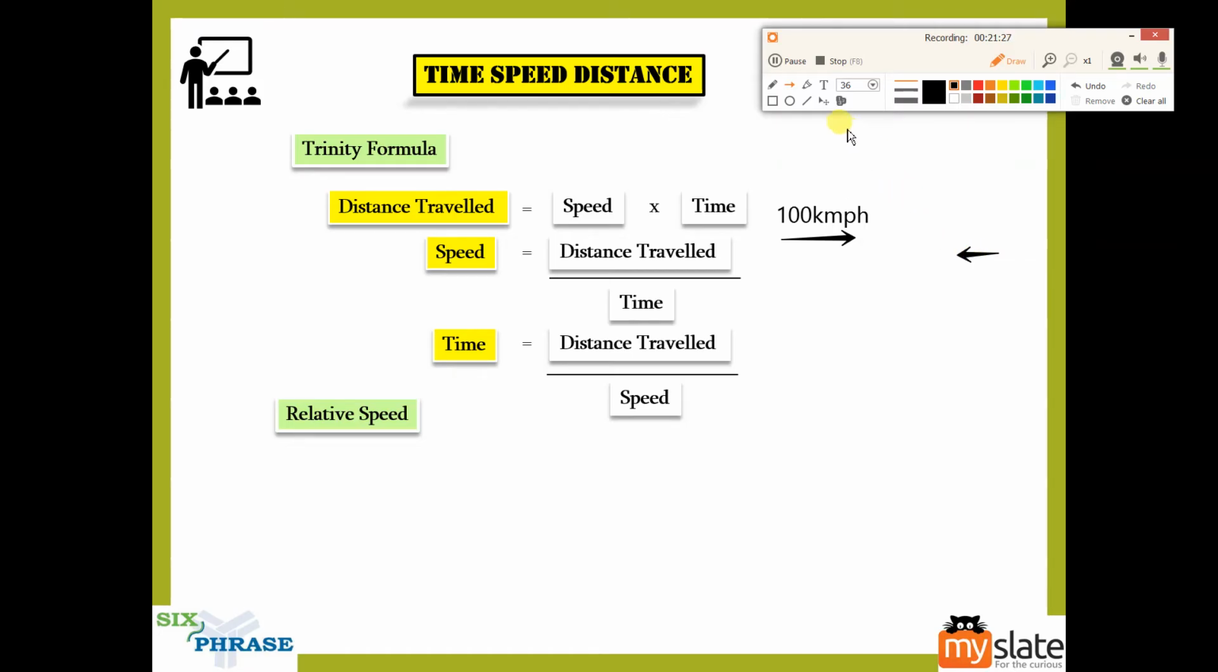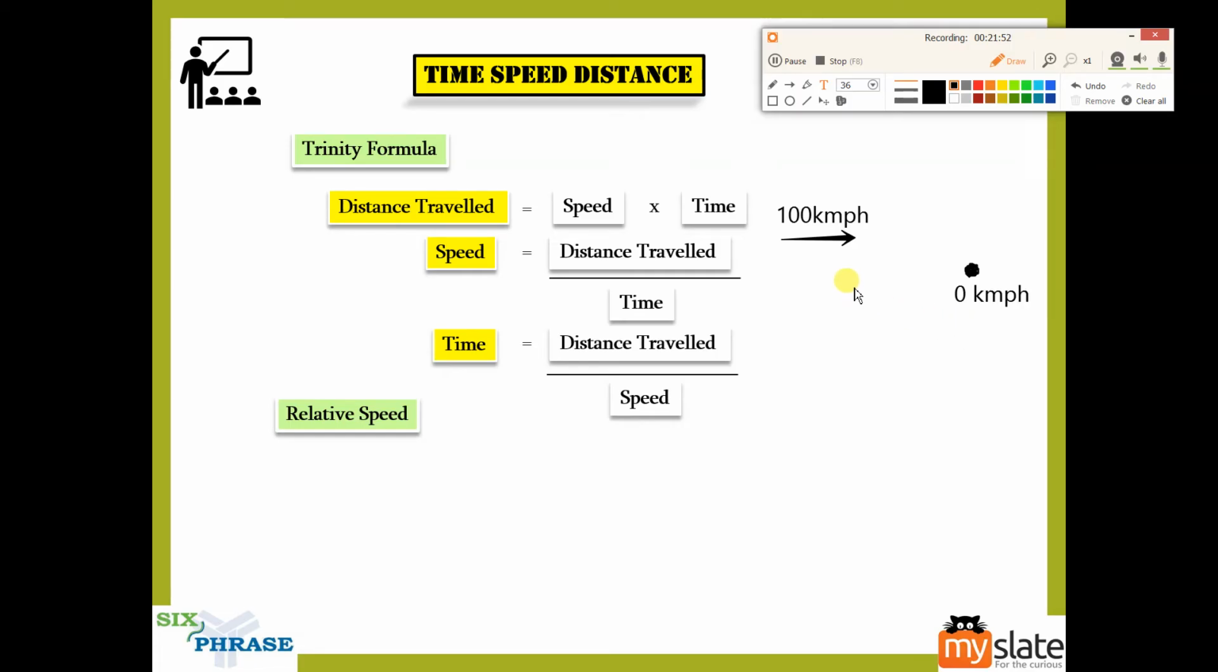Okay, so maybe if I have a dot, you will understand it. Yes, see here somebody is stationary. So we are having a dot over here. Now if they are stationary, what is their speed? Their speed is 0 kmph.